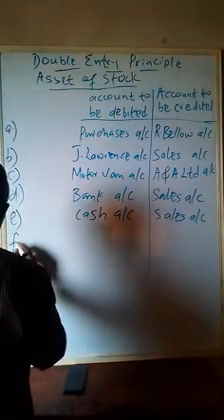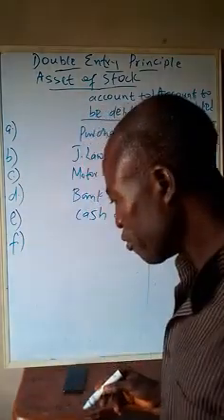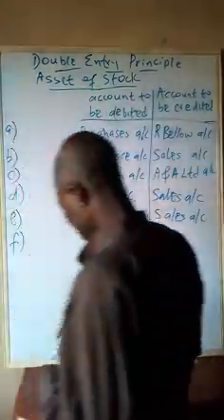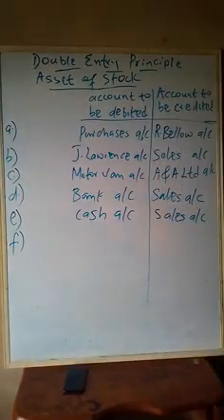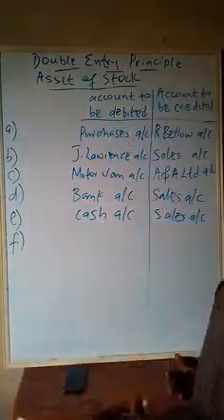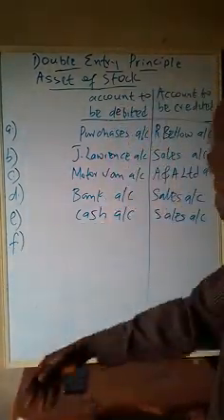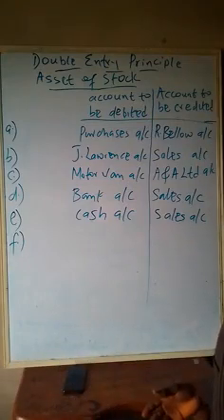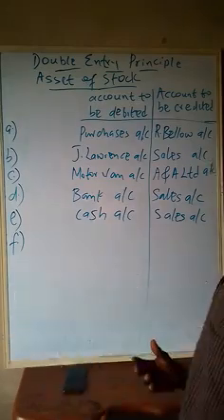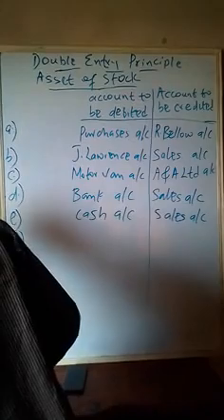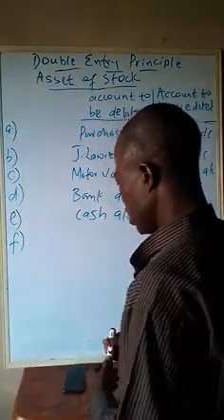F, goods will return to Benson Limited. This is asset of stock. When you hear goods bought, goods sold, goods returns, goods returned to, goods returns from, those are asset of stock. This question says the business returns goods to Benson Limited.